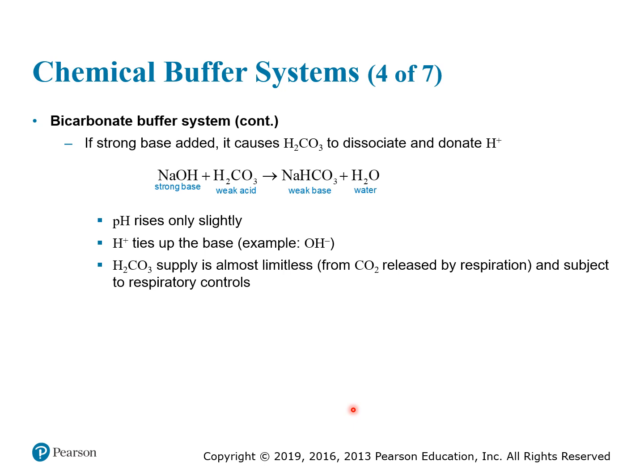Now, what happens if a strong base is added to this buffer system? So we are talking about the carbonic acid bicarbonate buffer system. If a strong base is added, NaOH for example, this is a strong base. Now the carbonic acid reacts with it and turns it into a weak base, sodium bicarbonate, and water. So again, the rise in the pH is only slight. We know when it is alkaline, the pH rises, it goes up, it becomes more than 7.45. And H ties up the base, for example, the released OH.